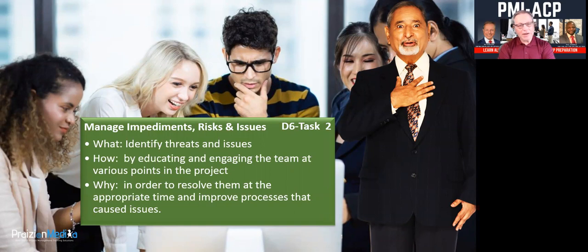Maybe we want to do some spike work, right? Go do some experimentation inside the sprint. Maybe we want to do some pairing. That's where we've got two people working together on the same problem. Part of the side effect, part of the benefit of doing pairing is that you're learning along the way. So these are great opportunities to get people to learn new things.